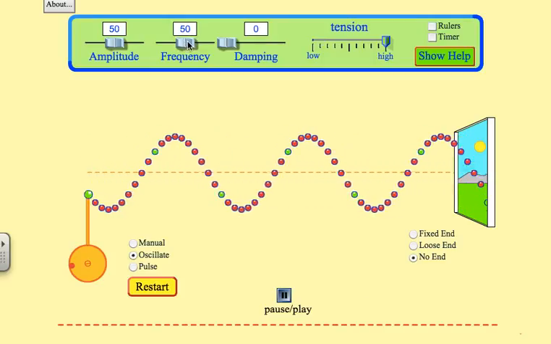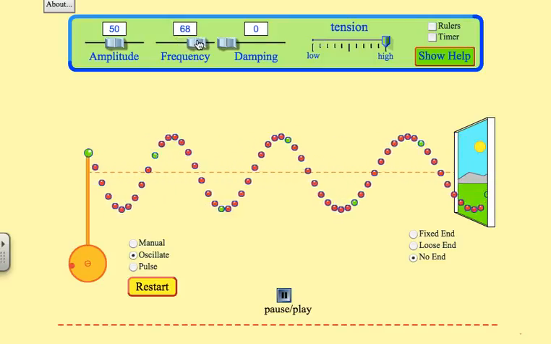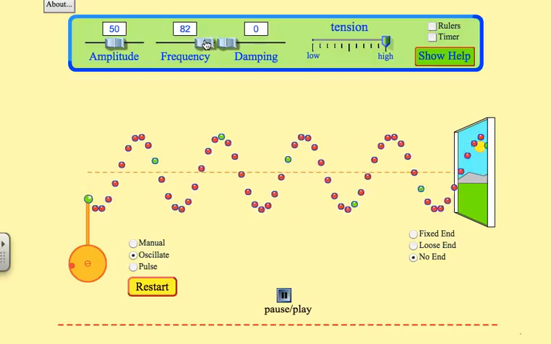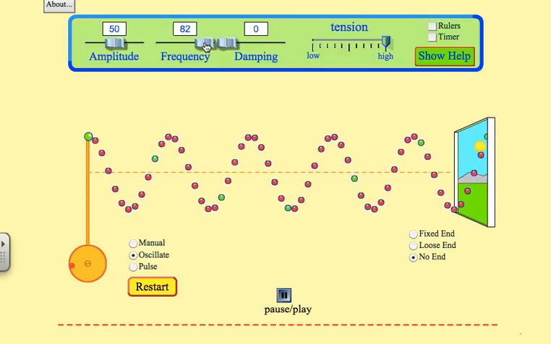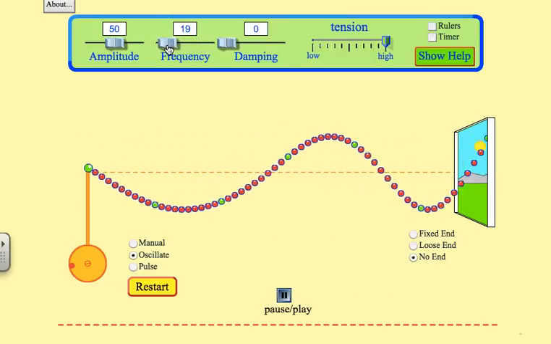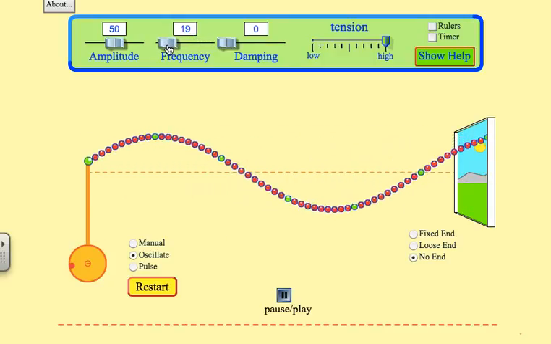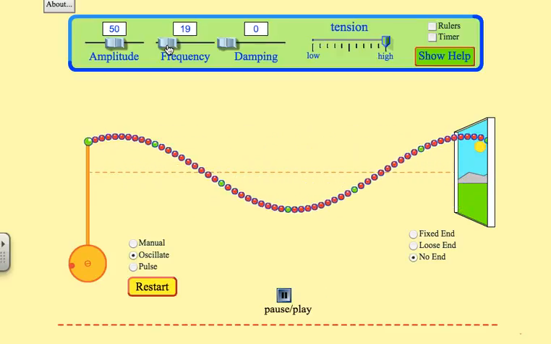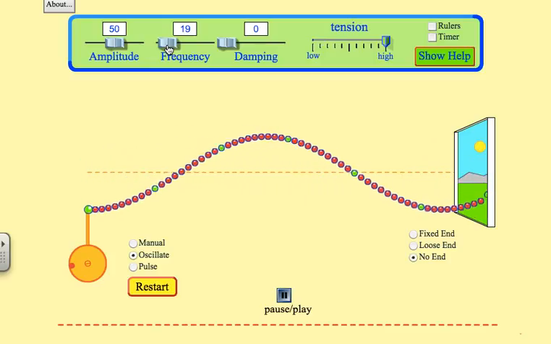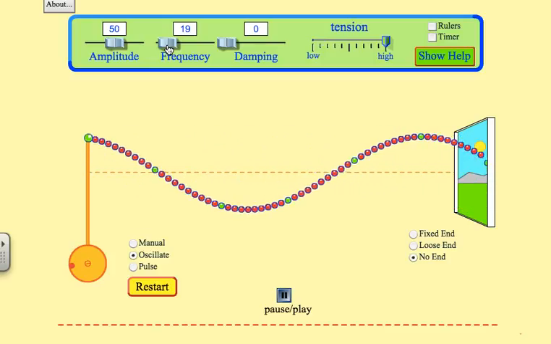As I increase the frequency, again, frequency is number of waves, essentially. So as I increase the frequency, you will see more waves for the same given amount of time. And if I decrease the frequency, you will see fewer waves for the same given amount of time. So the first important thing to realize is frequency is essentially the number of waves that you will see in a given amount of time. That's kind of your general definition.